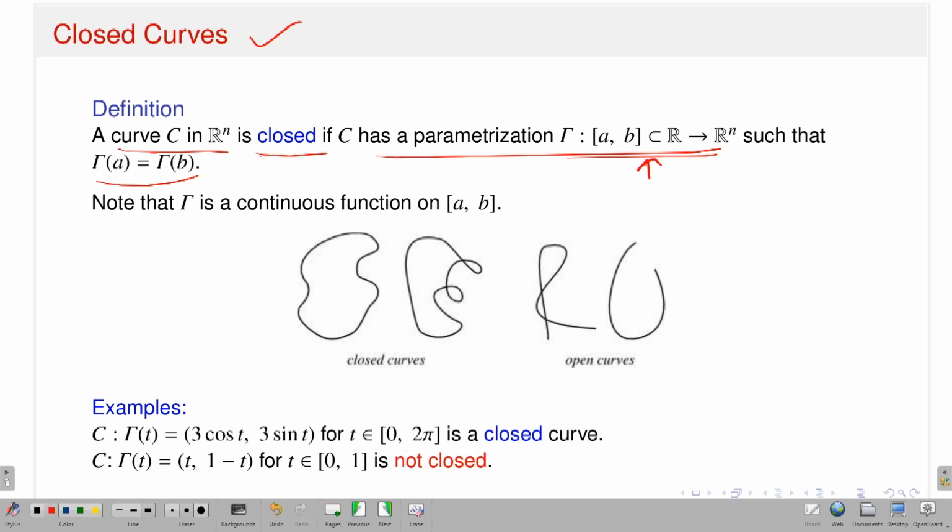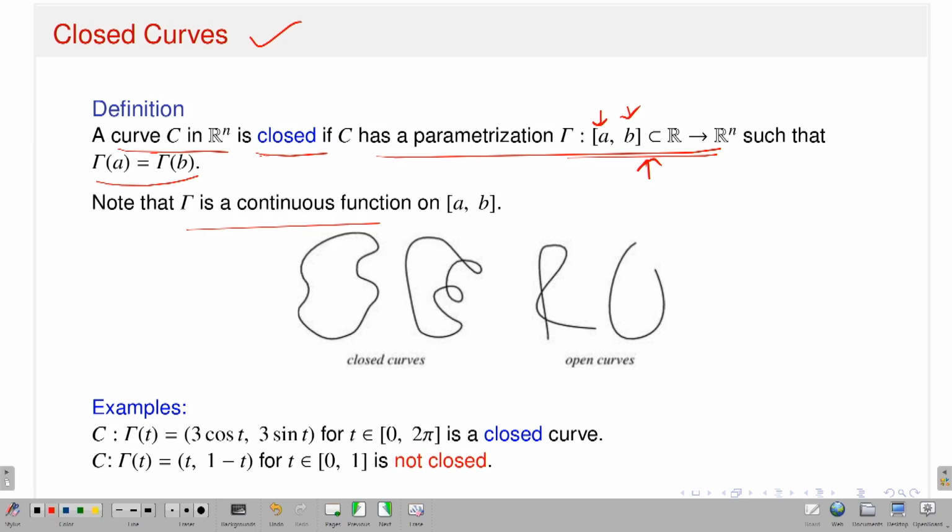That means the value of gamma at the first endpoint, that means small a, is exactly the same as the value of gamma at the last endpoint B. So if gamma a is equal to gamma b, then I will say that that curve is closed. Of course, gamma is a continuous function, because a parameterization of a curve in Rn is a continuous function from the closed interval [a, b] to Rn. So note that gamma is continuous.